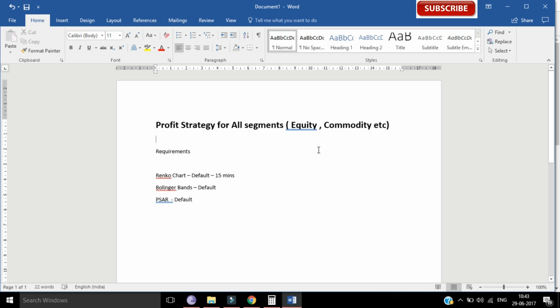So today we are going to talk about a profit strategy for all the segments. Many are asking me, sir, teach me one crude oil strategy, one for zinc, one for lead. Others are asking again for regular intraday for equity. So knowing all this, I had to think what to do for these guys, and finally I thought of one strategy which can help everyone.